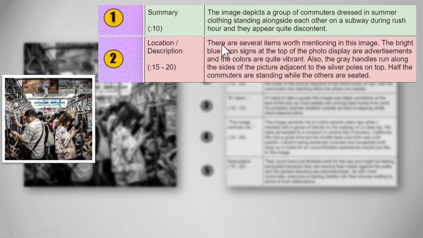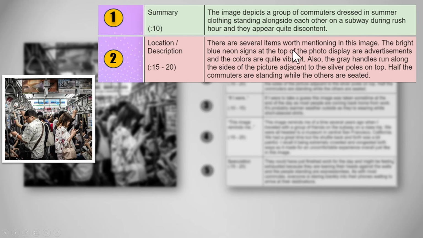This is the location description part of the image. We have to speak between 15 and 20 seconds in this section. Again, the reason we're doing this is that we have to speak for a total of 1.5 minutes or 90 seconds. So having each section timed is very good practice.